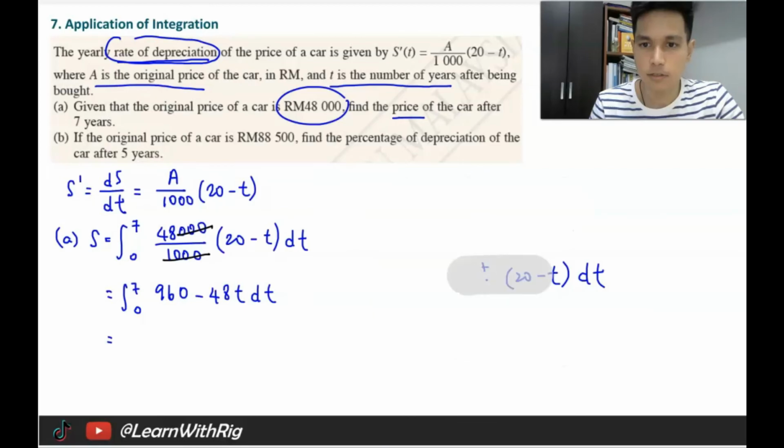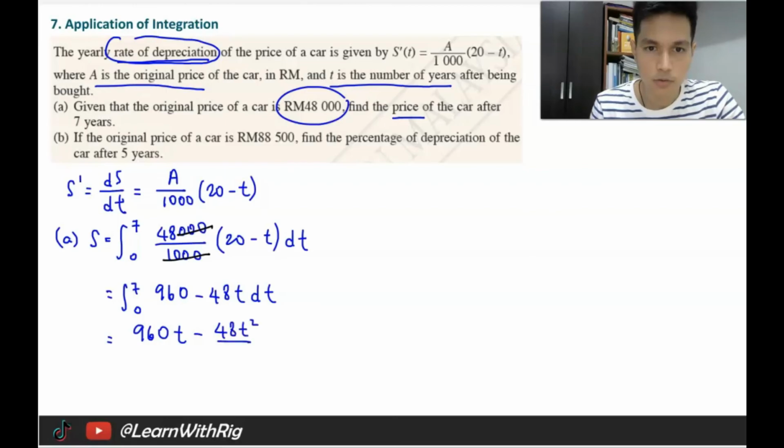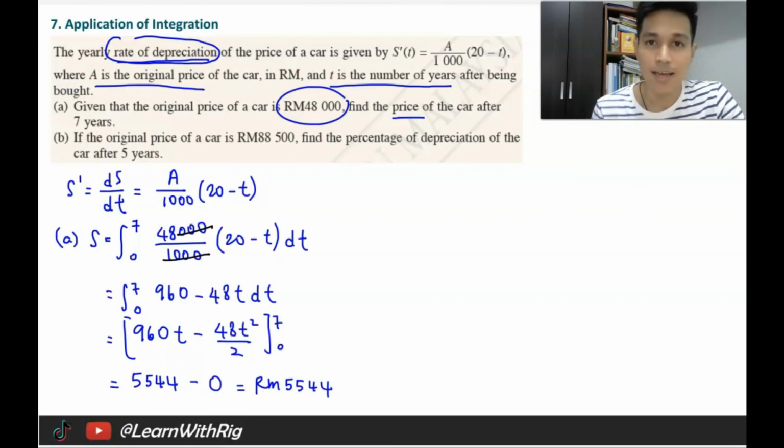Let me erase this first. Now you can integrate. So you get 960t minus 48t squared over 2, from 0 to 7. You just have to substitute 7 and 0. When you substitute 7, you will get 5544, minus, substitute 0, you get 0. So your final answer here is RM 5544. This is the depreciation value, how much money you have lost after 7 years.